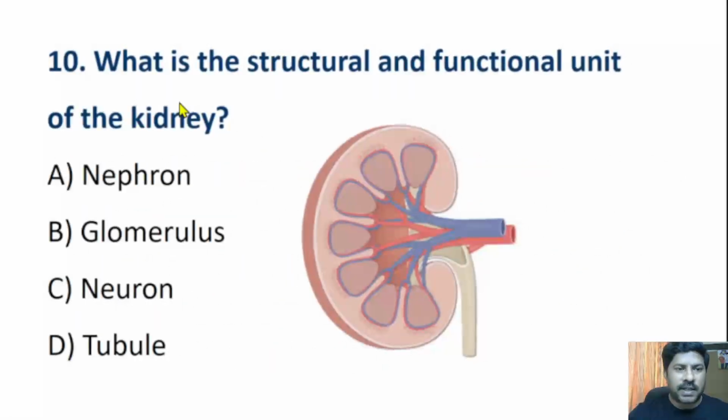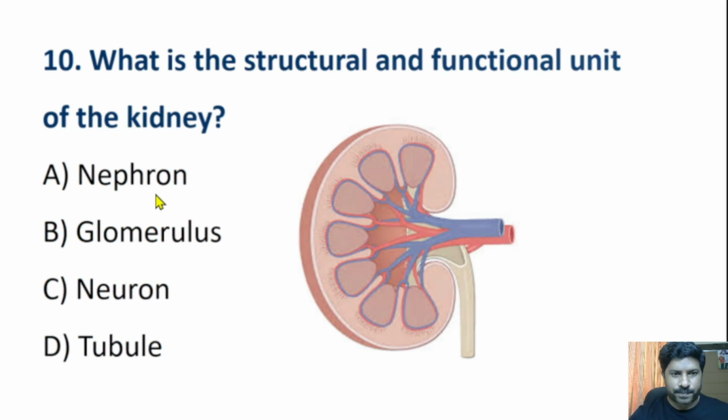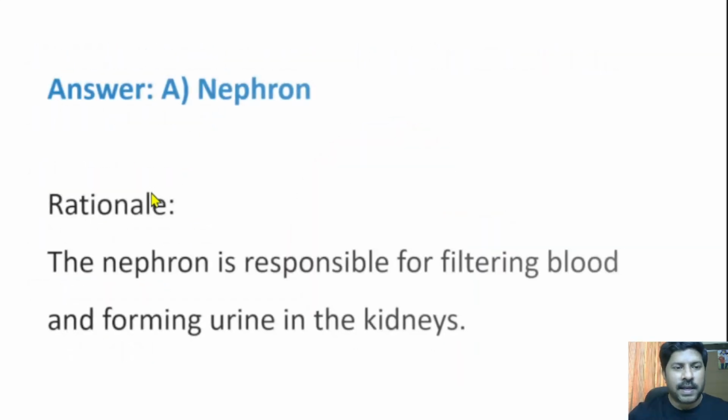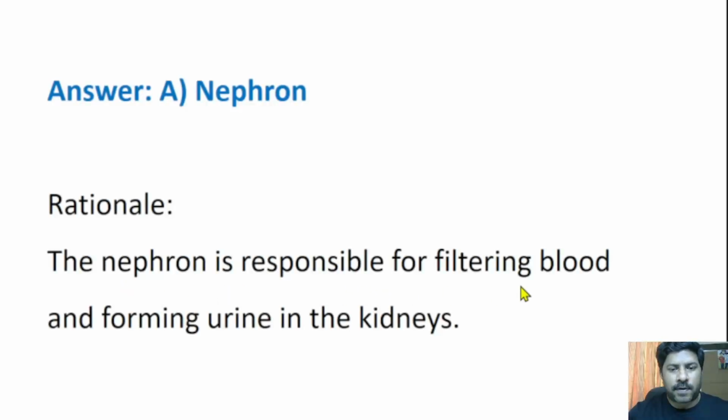Then 10th question. What is the structural and functional unit of the kidney? Nephron, glomerulus, neuron, tubules. The correct answer is option A, that is nephron. The nephron is the functional unit of the kidney. The neuron is the functional unit of the brain, and the alveoli are the functional unit of the lungs. So these are the basic questions you need to remember. The nephron is responsible for filtering blood and forming urine in the kidneys.